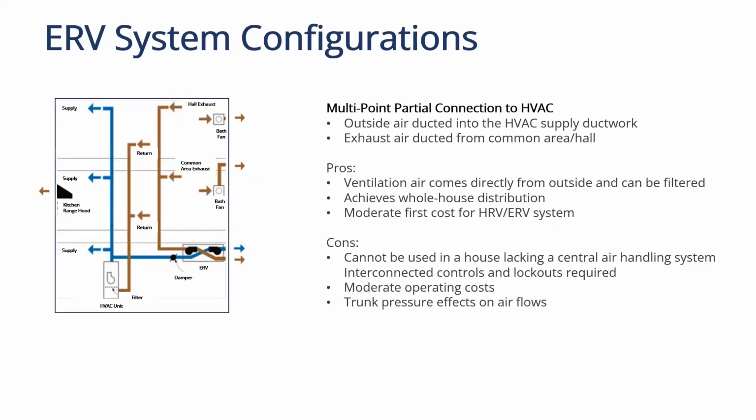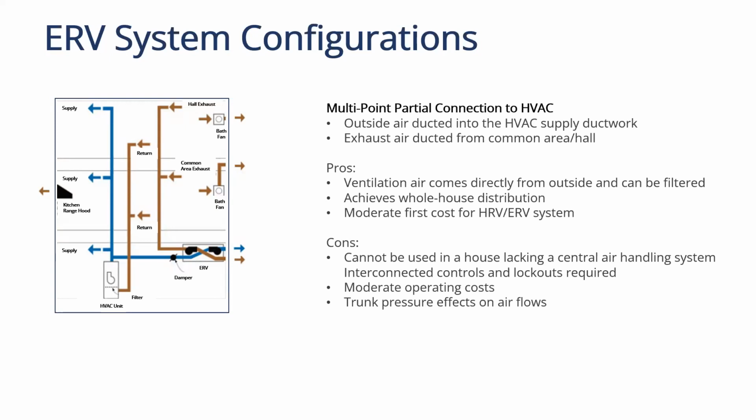This one is a multi-point partial connection. So the way that you envision this is where you have the HVAC unit off to the side. Our unit would actually be right where the ERV unit is, and it would be integrated into that. So this is showing that you would tie in the outside air into the supply ductwork, and then the exhaust air is ducted back to the ERV and into the HVAC type system.